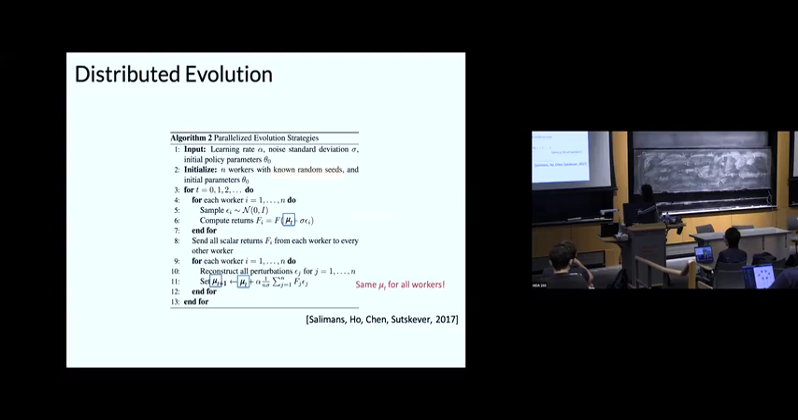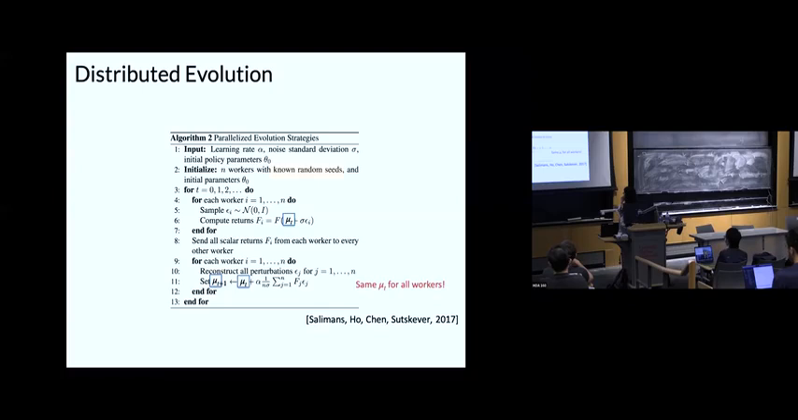Here is the pseudocode. Let's see how it looks. We have a learning rate, some constant sigma, and some initial parameters theta 0. We have n workers. They have non-random seeds and all have the same initial parameters theta 0, and we iterate. Each worker samples epsilon i and computes its returns, which are mu plus sigma times epsilon i.